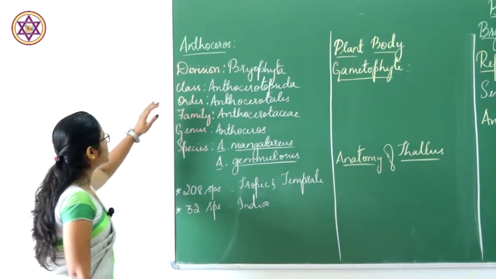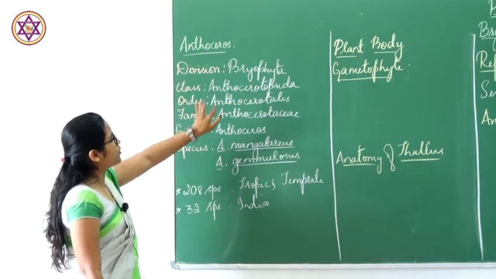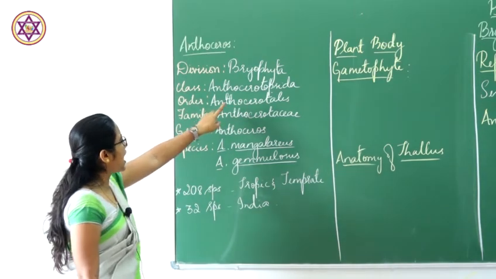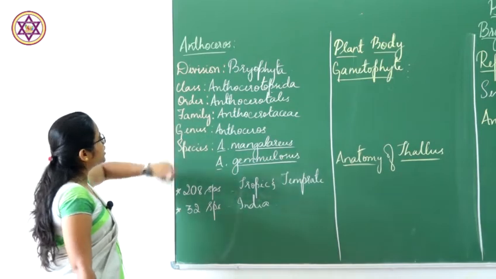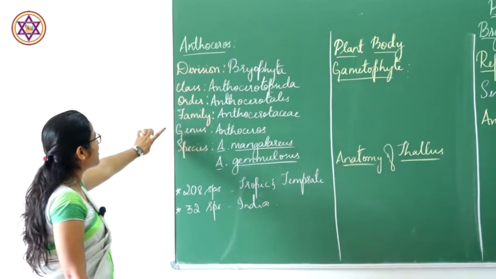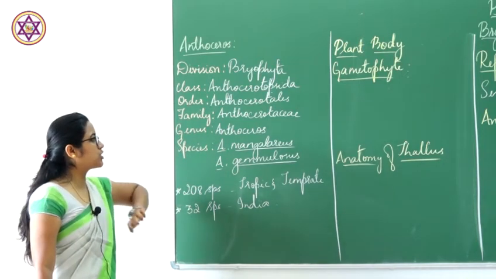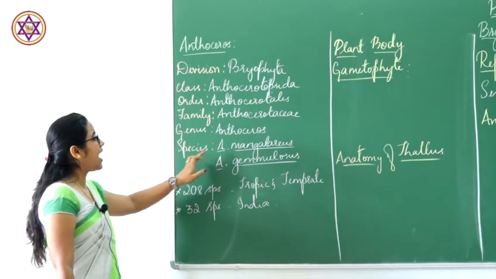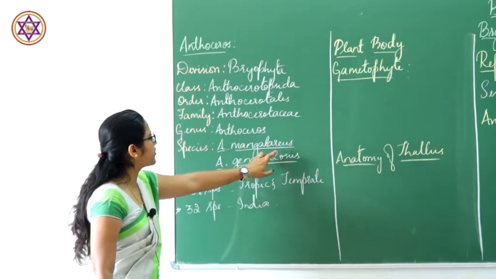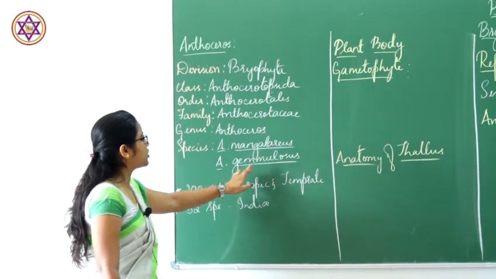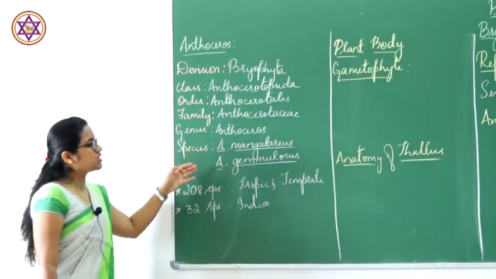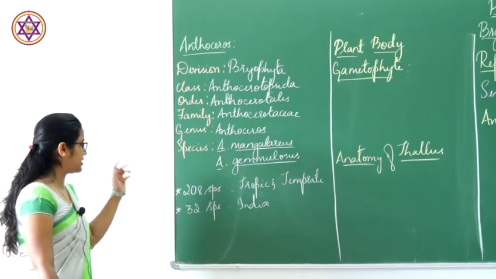So to begin with Anthoceros, we should know the systematic classification, to which category this Anthoceros belongs. Division Bryophyta, class Anthocerotopsida, order Anthocerotales, family Anthocerotaceae, genus Anthoceros, species Anthoceros angularis, Anthoceros gemmulosus. Okay? So these two species have been given as examples.